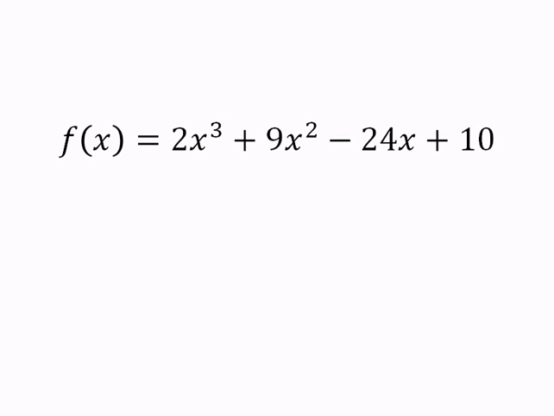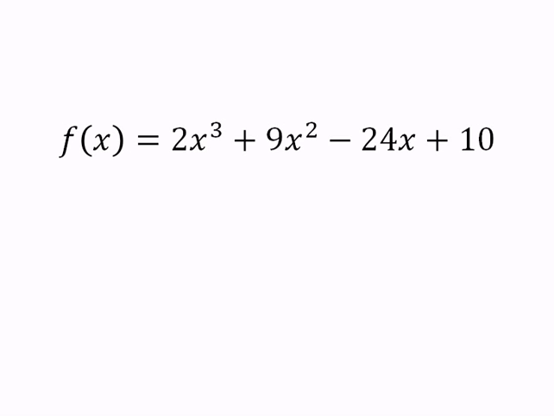In this video, we're going to look at the function f(x) = 2x³ + 9x² − 24x + 10. In the first part of the video, we're going to determine the subintervals of increase and decrease of the function. In the second part, we're going to find the local extrema of the function, and in the third part, we're going to determine the concavity of the function and then find the point of inflection.